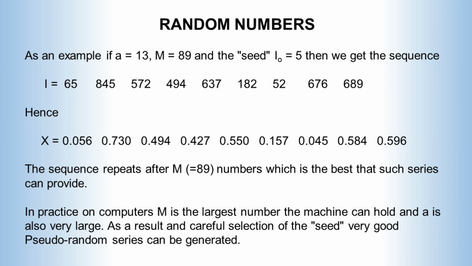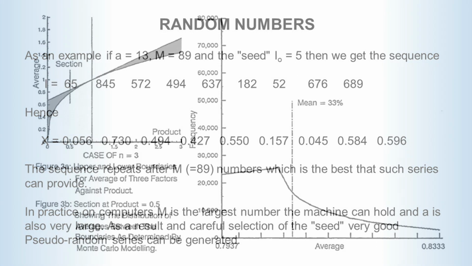Now in practice, m is normally pretty much the largest number that the computer can hold, and a is also very large. As a result, and with careful selection of the seed, a very good pseudo-random number series can be generated. But if you're doing serious Monte Carlo modelling, you do need to check that the program you are using is producing a good pseudo-random series for the number of trials that you are doing.